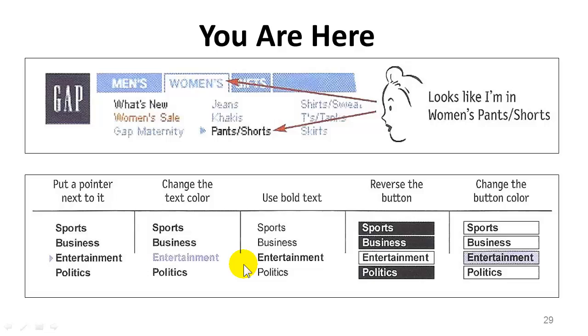Some examples of the "you are here" concept from the Gap. Notice the pants and shorts bolder, with the icon. Another scenario where we have the icon next to it, or we could change the color, or we could change the boldness, or we could reverse the color. So there are all different ways that you can cue the user in to where they are. Here again, it goes back to the very beginning, understanding who the user is.